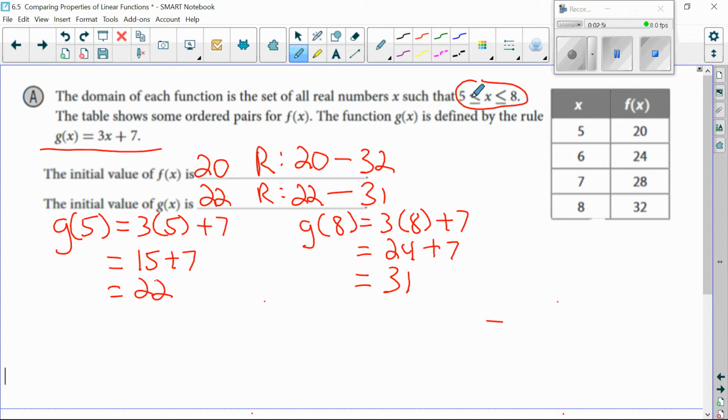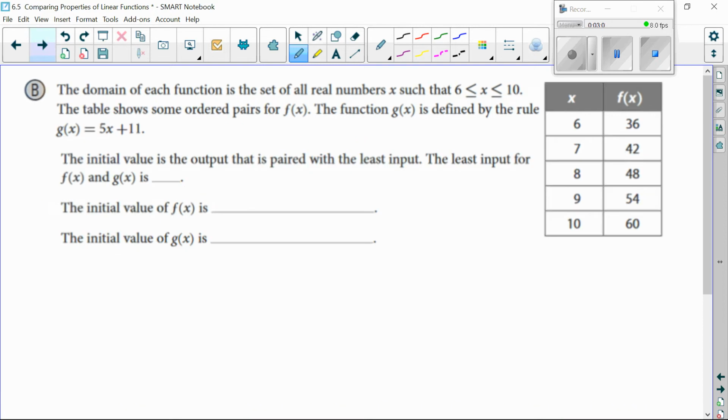So that's finding the initial value for each function, one for a table, one for an algebraic expression, and then writing the range of that. Go ahead and take a look at this next example. You could pause the video here and see if you can solve that.